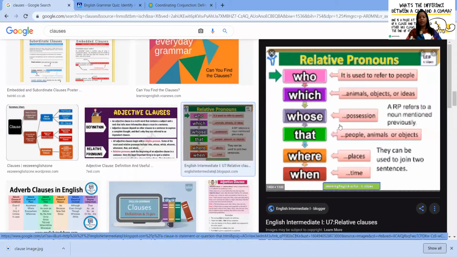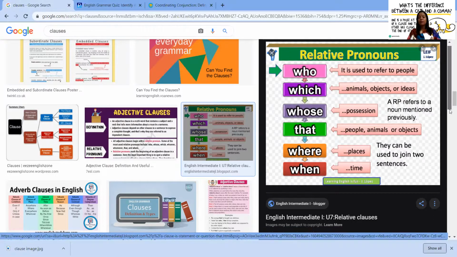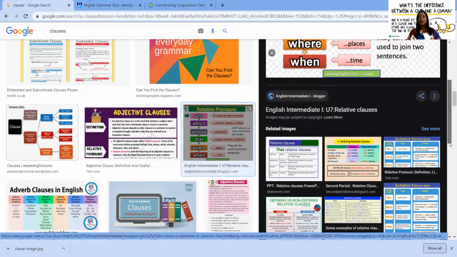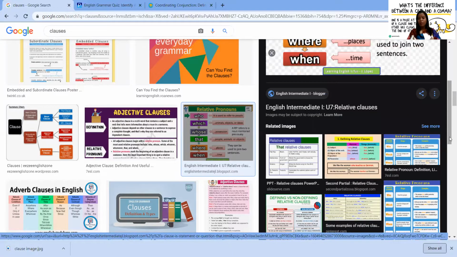This is very nice. Now, please remember, who is used to refer to people, which is used for animals, ideas, objects, then whose is for possession, that is again used for people, animals, or objects, where is for places, when is for time. Now, these you might come across while you are talking about the clauses.